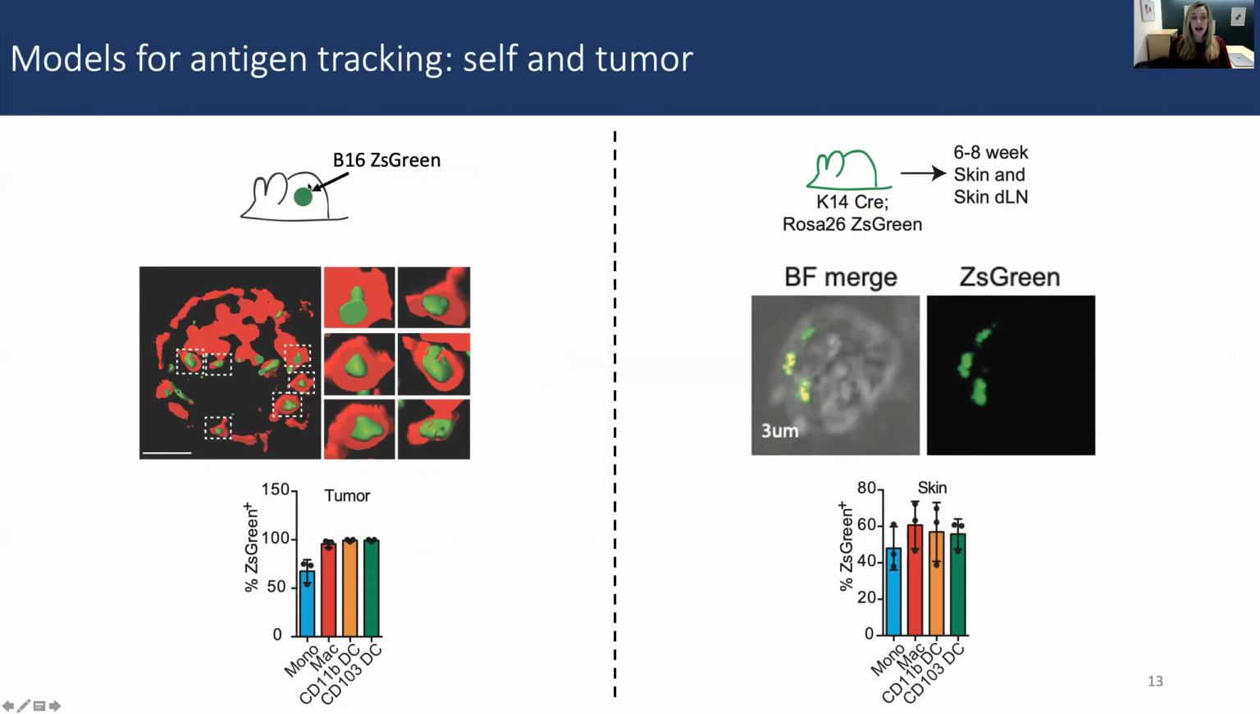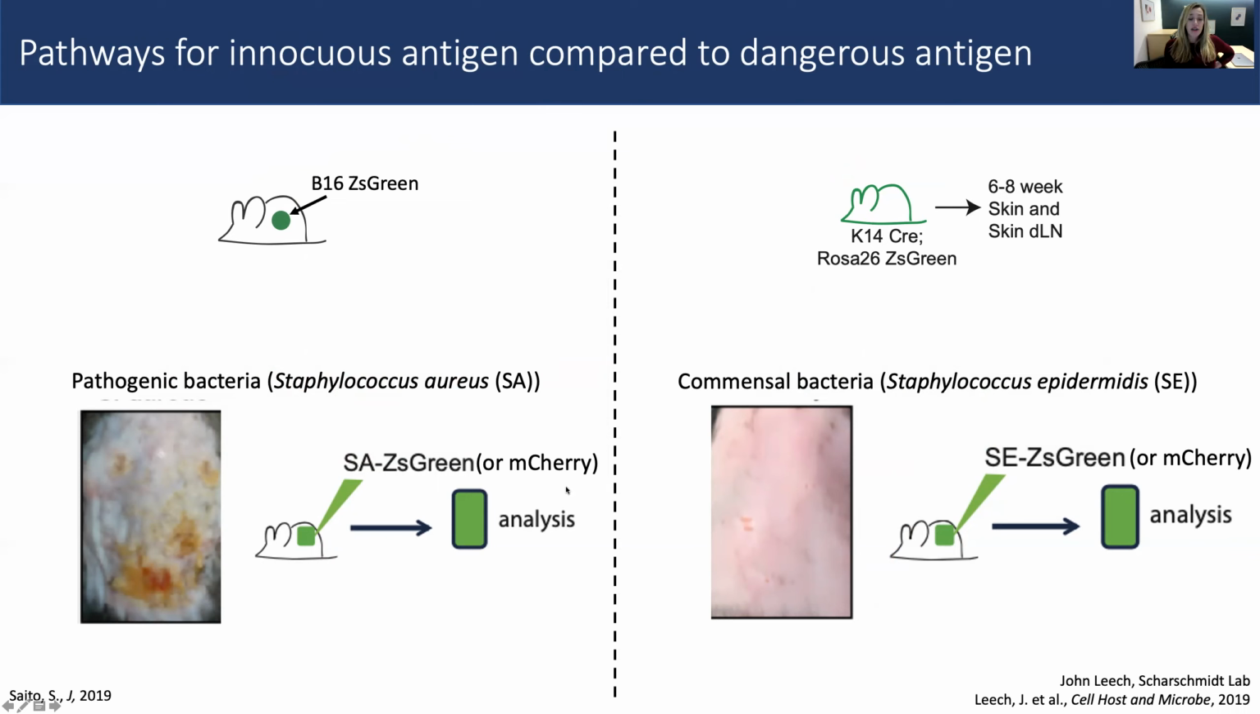But we have other ways of looking at antigen that could be dangerous to the host versus antigen that is considered safe for the host, and that is by using different types of bacterial antigen. We have designed, in collaboration with Tiffany Scharschmidt's group at UCSF and a postdoc in her lab, John Leech, who have shared some of their bacterial strains with us that express ZsGreen or another fluorescent protein, and allow us to look at how bacterial antigen is taken up by DCs and compartmentalized. Here you can see a Staph aureus ZsGreen, which is a pathogenic bacteria that we can colonize on the backs of mice. On the other hand, we have a commensal bacteria, Staph epidermidis, that also expresses ZsGreen or another fluorescent protein that we can use for tracking studies as well.